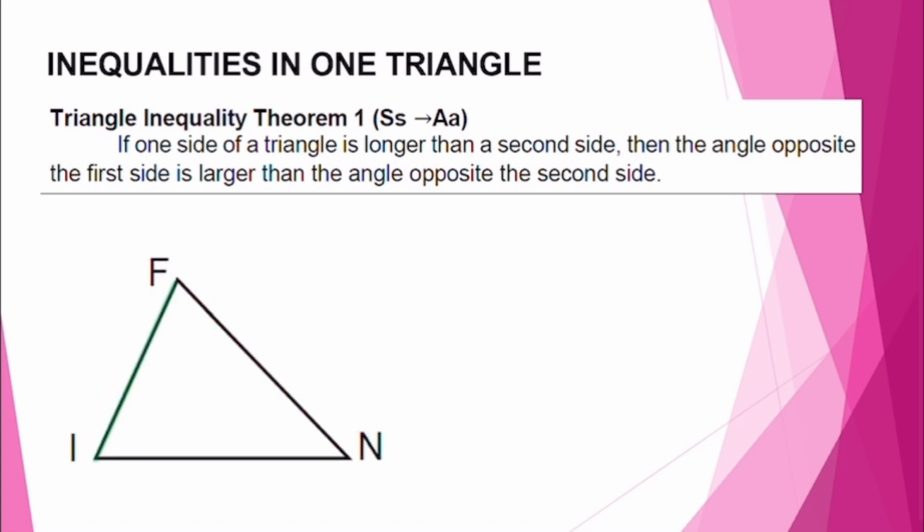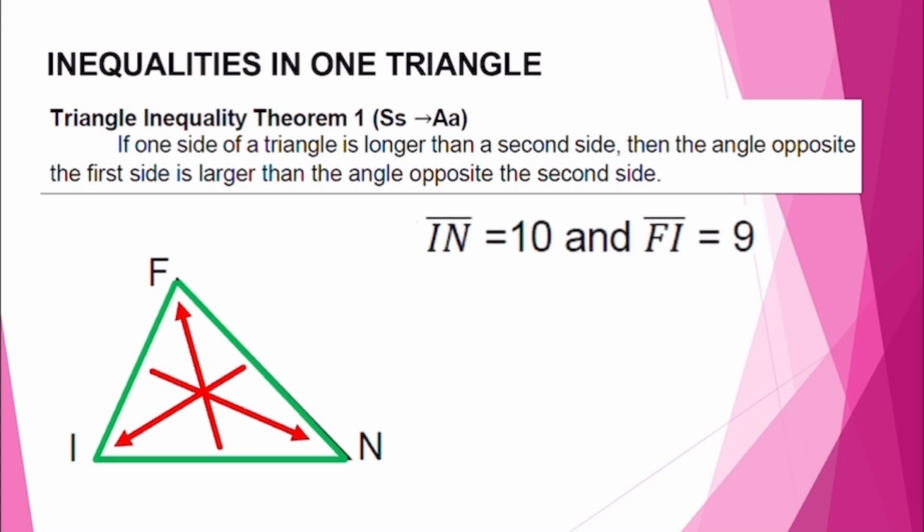The angle opposite line segment FI is angle N, and the angle opposite line segment FN is angle I, while the angle opposite line segment IN is angle F. Now, if line segment IN is equal to 10 and line segment FI is equal to 9, then we can say that line segment IN is greater than line segment FI, since the angle opposite side IN is angle F, and the angle opposite side FI is angle N.